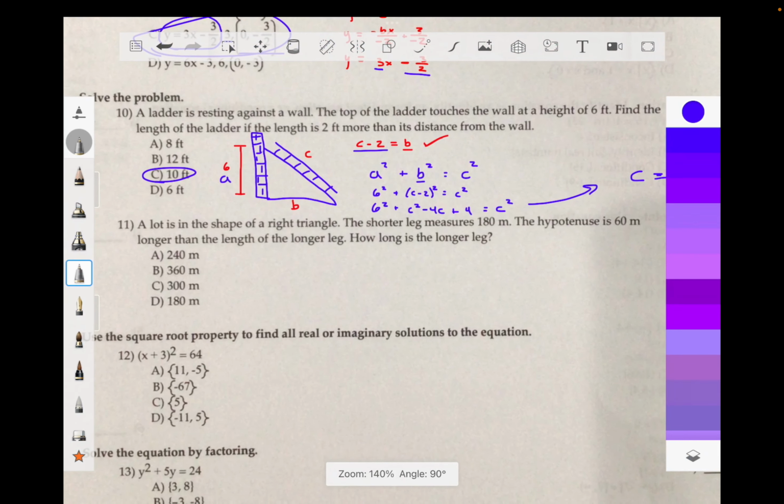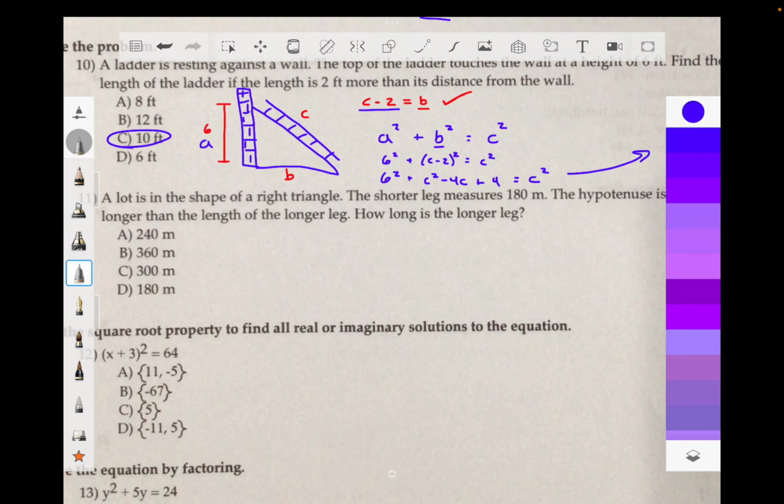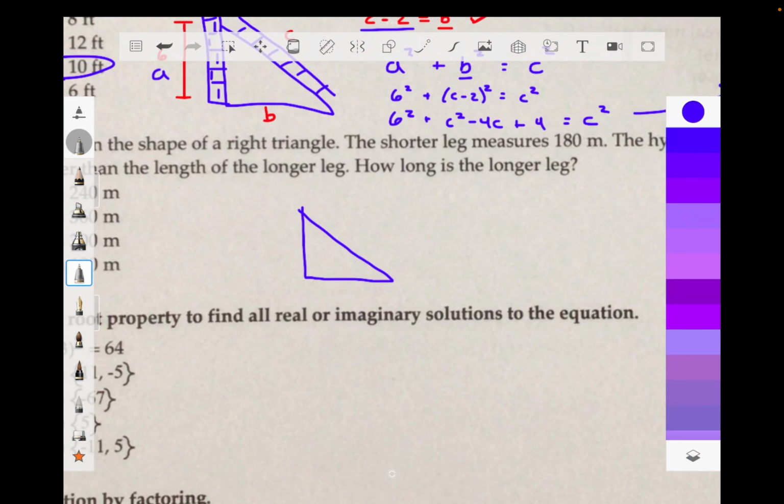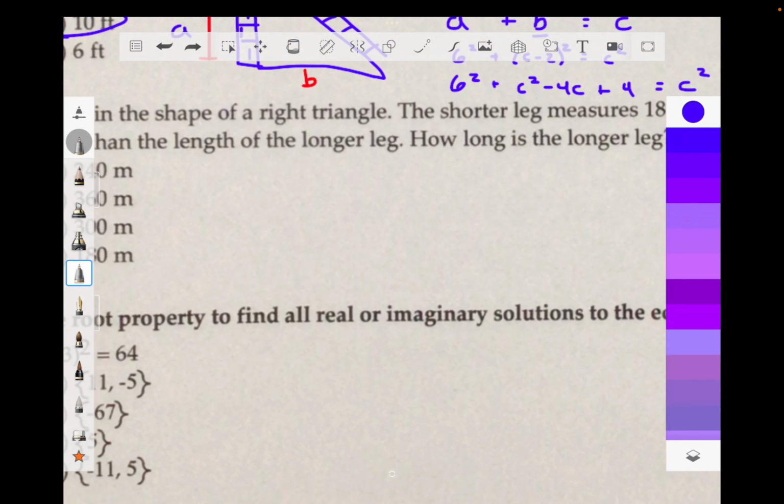A parking lot is in the shape of a right triangle. Well, it doesn't matter. It is in the shape of a right triangle. So the hypotenuse, already, call this C, or I'll draw it maybe to scale. So we do.